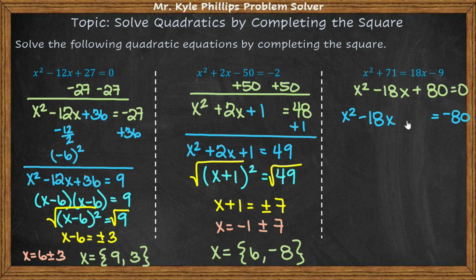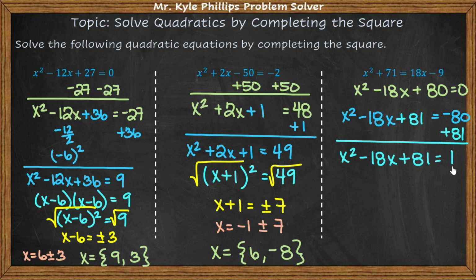So we've already said we want 81 to go here. So here we're going to add 81 to both sides. Now I have x squared minus 18x plus 81 equals 1. And now I can factor this. What are factors of 81 that I can add and get negative 18? And that's going to be x minus 9 and x minus 9.